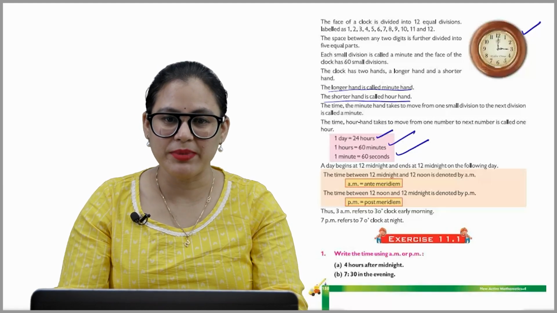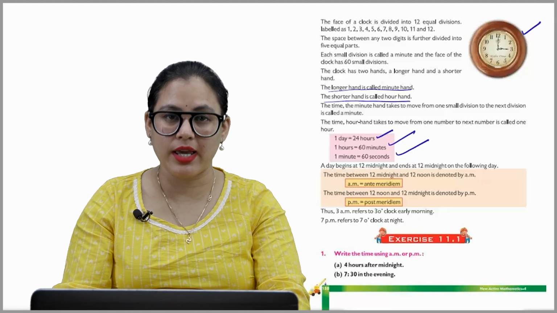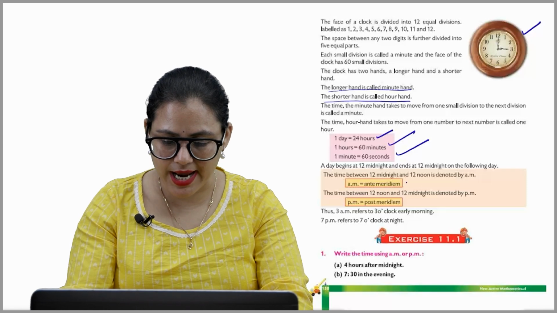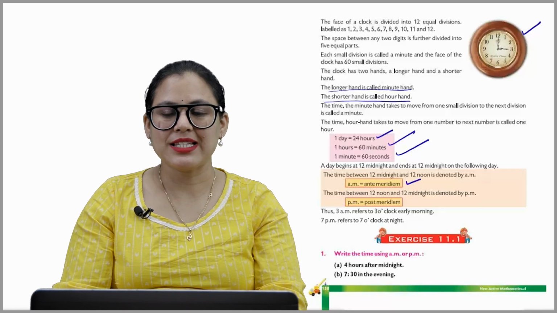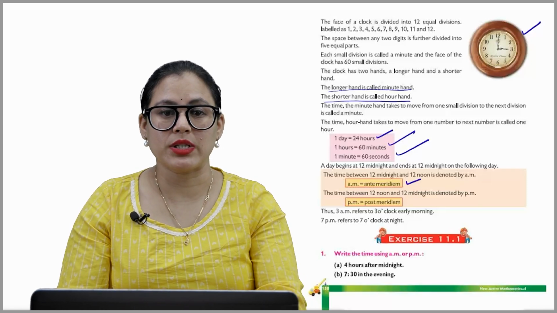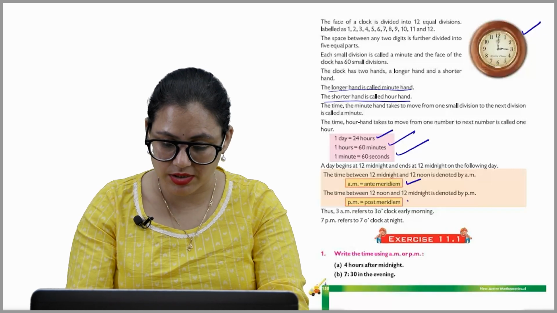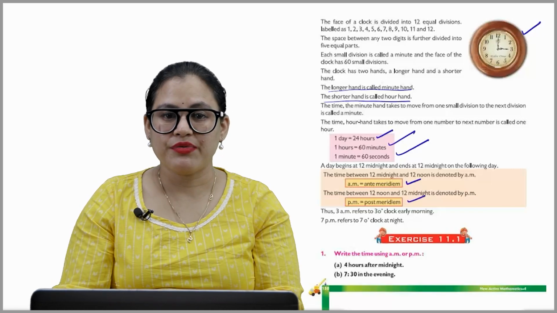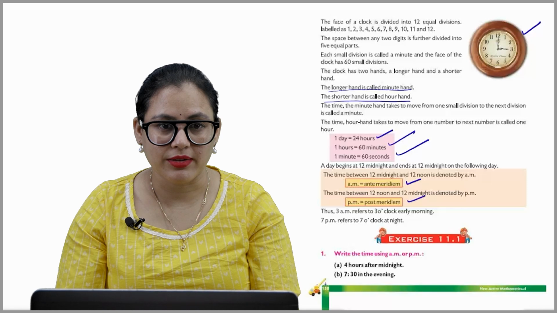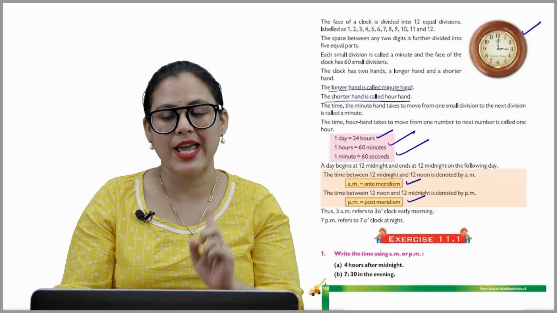The time between 12 midnight and 12 noon is denoted by AM, that is ante-meridian. And the time between 12 noon and 12 midnight is denoted by PM, that is post-meridian. Thus, 3 AM refers to 3 o'clock early morning. 7 PM refers to 7 o'clock at night.